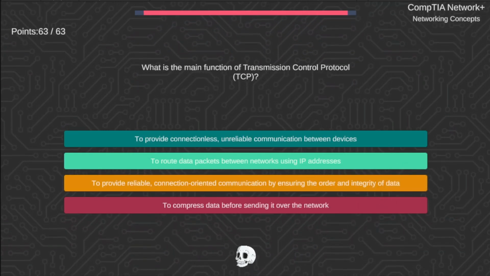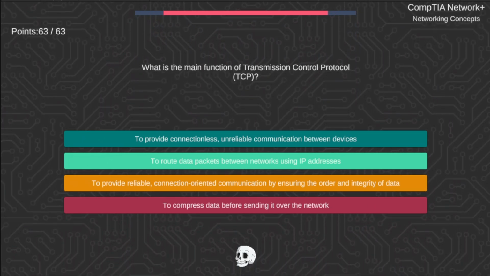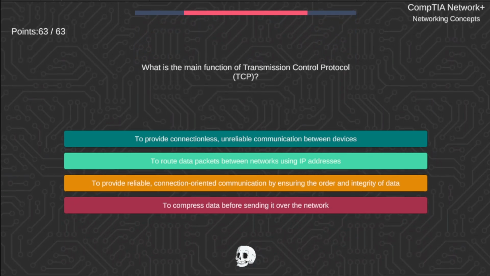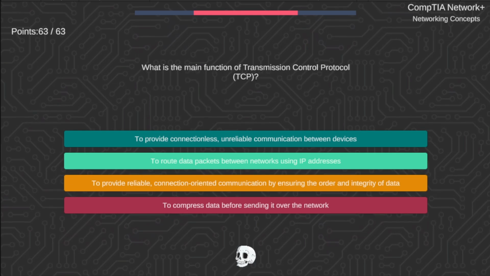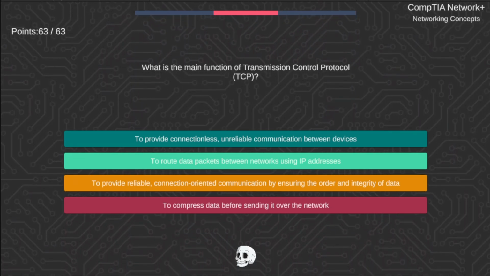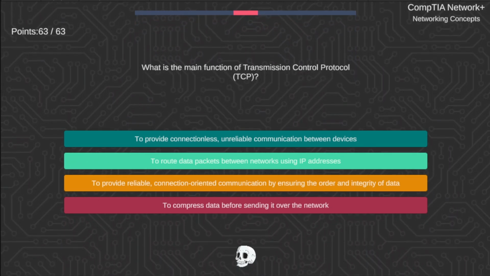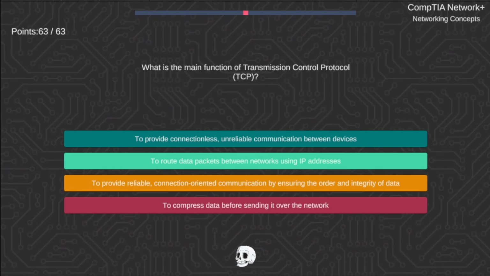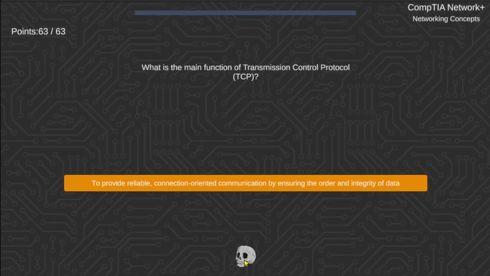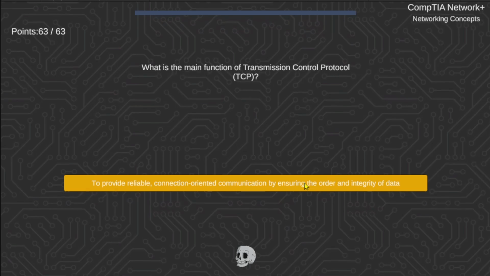What is the main function of Transmission Control Protocol, or TCP? To provide connectionless, unreliable communication between devices, to route data packets between networks using IP addresses, to provide reliable connection-oriented communication by ensuring the order and integrity of data, or to compress data before sending it over the network? TCP, Transmission Control Protocol. Correct answer is to provide reliable connection-oriented communication by ensuring the order and integrity of data.